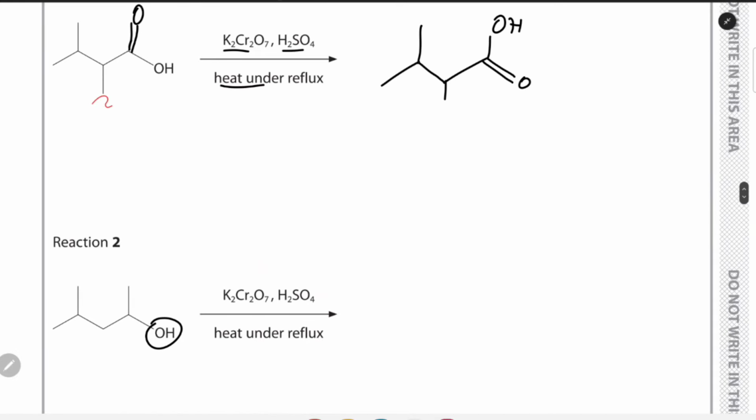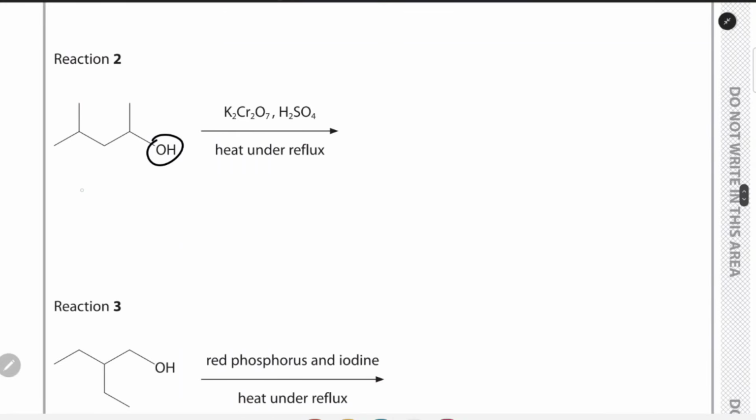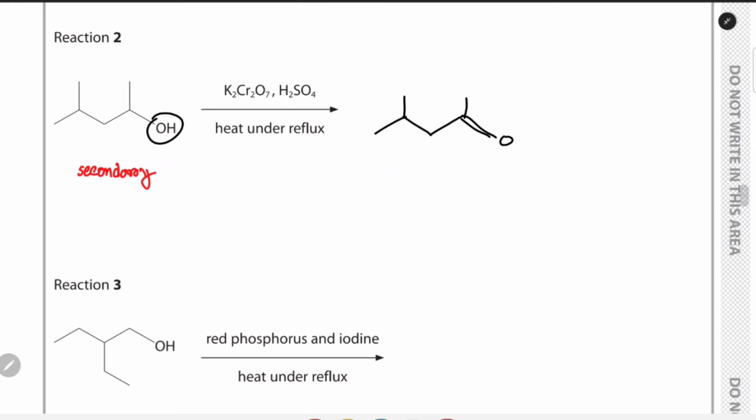Now the first reaction was a primary alcohol. A primary alcohol is being oxidized into a carboxylic acid. In reaction 2, we have a secondary alcohol. We have the same reaction over here. It's being heated under reflux in potassium dichromate and sulfuric acid. And since this is a secondary alcohol, this will form a ketone over here. This is the structure of the ketone.